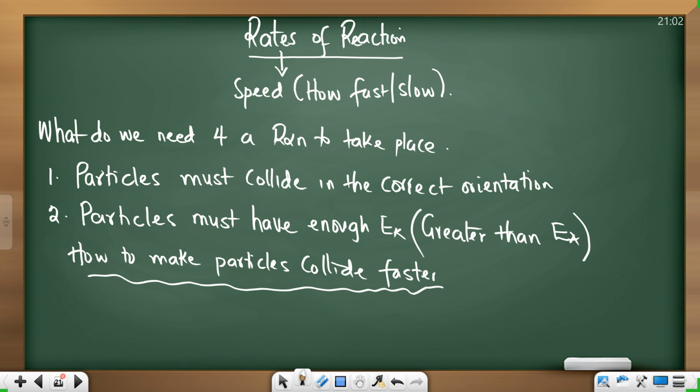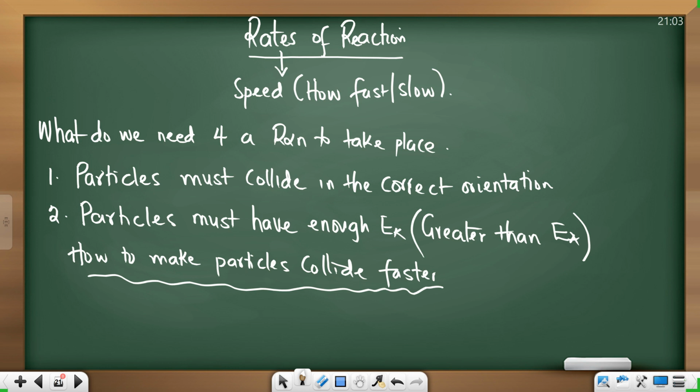Particles don't just collide. There is a way they must collide. That's what we mean by orientation. There is a way they must collide because there's a position for a reaction to take place. So particles don't just collide anyhow. They must collide in a certain pattern and a certain way before a reaction can take place.